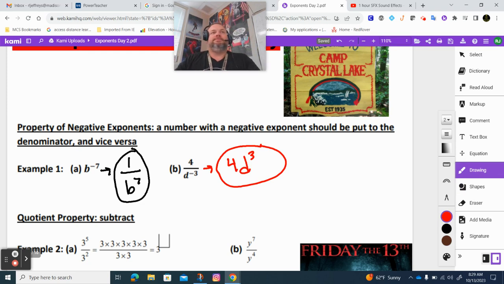Somebody said negative exponents are bad, and I don't understand some people's thought process. It's like wearing Chacos and socks. Not a fan. Not a fan. Okay. All right.